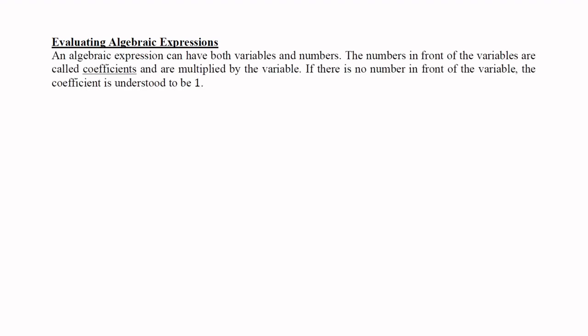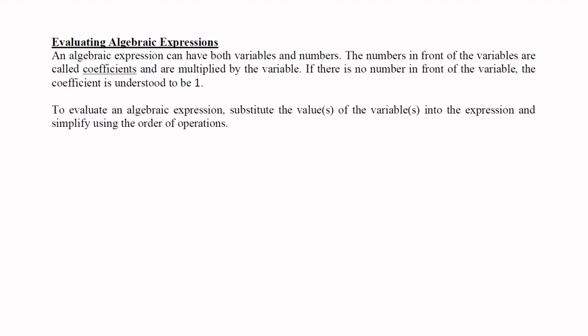Now let's talk about evaluating algebraic expressions. So an algebraic expression can have both variables and numbers. The numbers in front of the variables are called coefficients and are multiplied by the variable. If there is no number in front of the variable, the coefficient is understood to be 1. To evaluate an algebraic expression, substitute the values of the variables into the expression and then simplify using the order of operations. So you're going to substitute what you're told the variables are number-wise into that expression, and then you'll do it just like we did in this previous section.